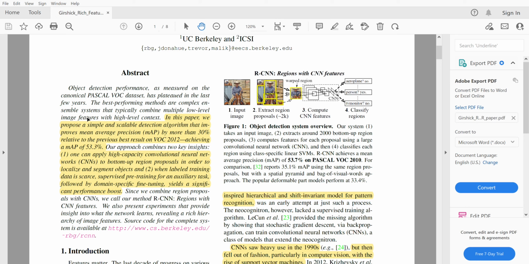In this paper we propose a simple, scalable detection algorithm that improves mean average precision, mAP, by more than 30% relative to the previous best results on VOC 2012. This is a dataset, achieving a mAP, mean average precision, of 35%. Our approach combines two key insights. Here they are telling about the approaches. One is that one can apply high-capacity convolutional neural networks to bottom-up region proposals in order to localize and segment objects. This part is saying that they're proposing a method which proposes regional areas. We're going to look at that later.